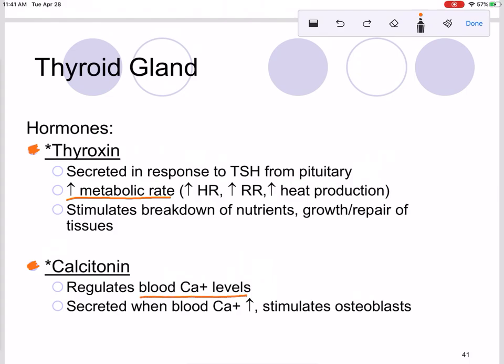But maybe what you didn't know is that the thyroid gland also releases a hormone called calcitonin. And as the name suggests, this is a hormone that helps to regulate blood calcium levels.